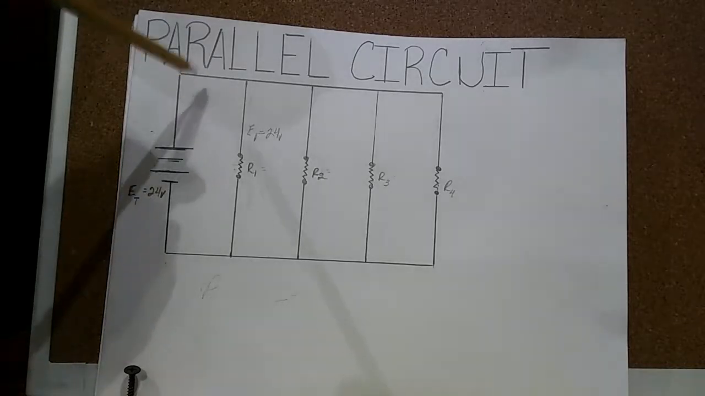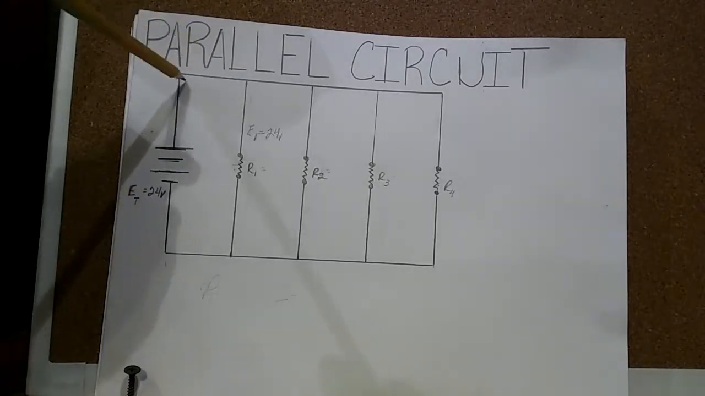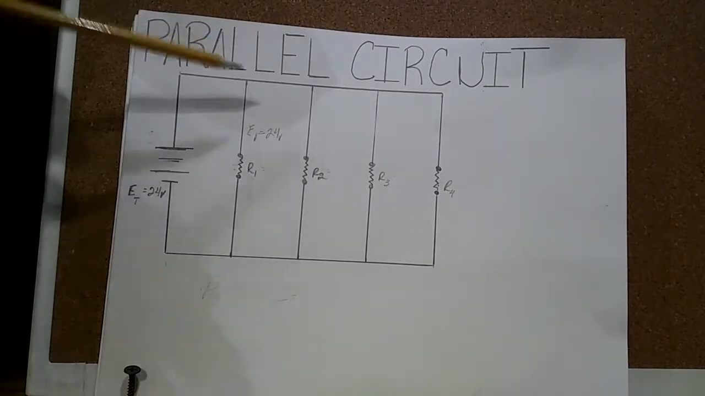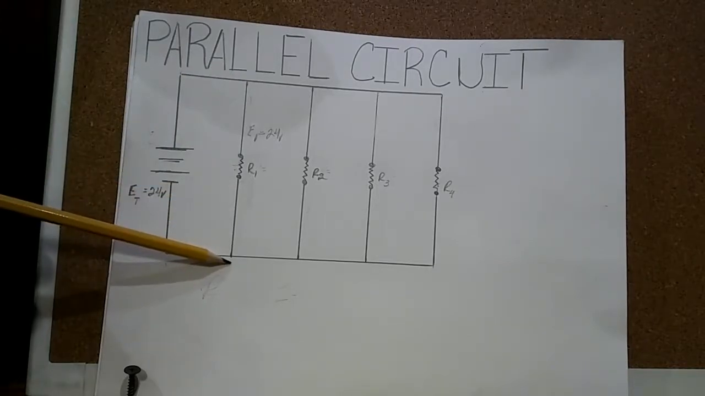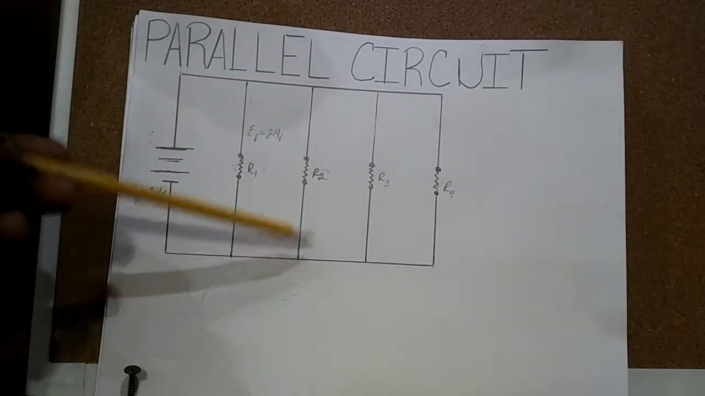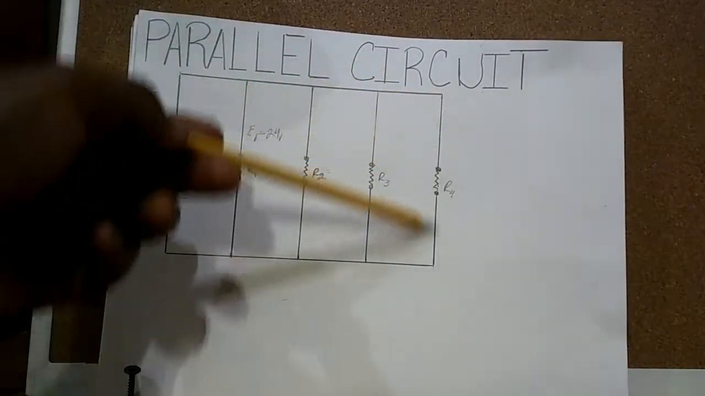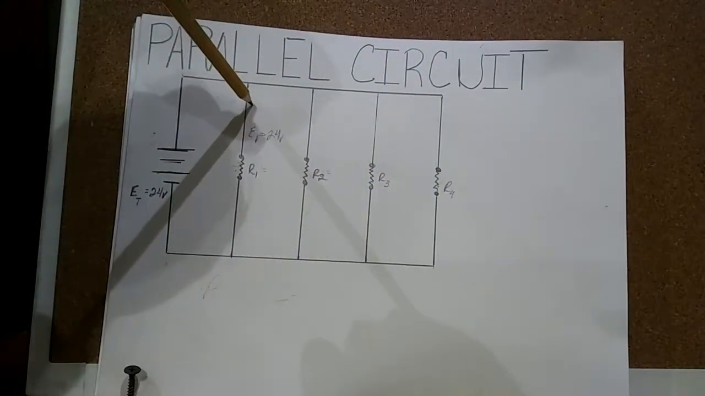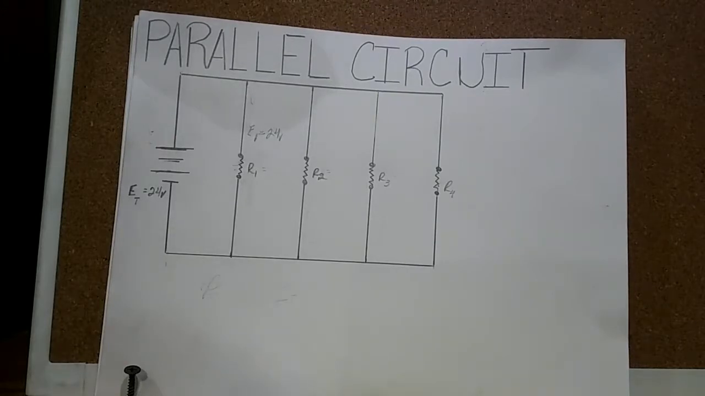So this is an example or an illustration of a parallel circuit. Now, there's two distinctive things about a parallel circuit that I would like to point out. Number one, there is more than one path for current to flow through a parallel circuit. Example, this is one path, this is another path, this is another path, and this is another path. So there's at least four paths in this particular parallel circuit for current to flow.